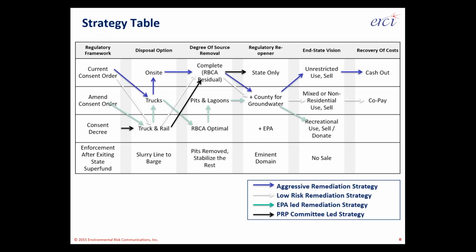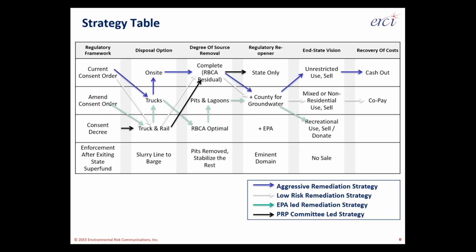So for example, if you're identifying an aggressive remediation strategy, which I've labeled here with a blue arrow, you'd connect the variable of saying we're going to go after a current consent order and not wait for a new consent decree or let a state agency perform an enforcement action on us, or instead go with the current consent order. That's our basis for performing some cleanup work. The next item over, we're going to use trucks and move the dirt on site. And that's how we're going to handle our disposal of soil. We're not going to truck and rail the dirt away.